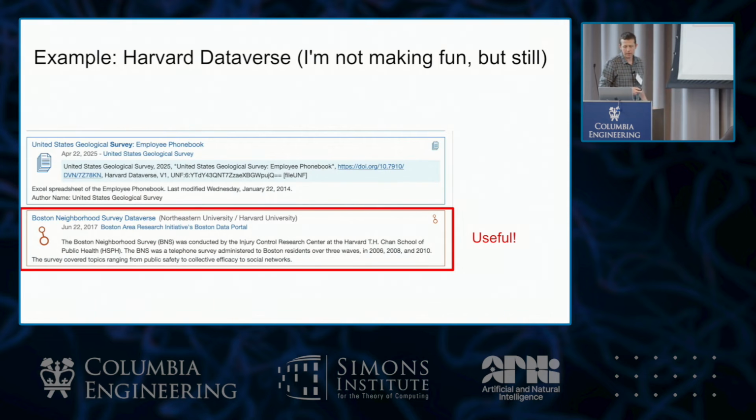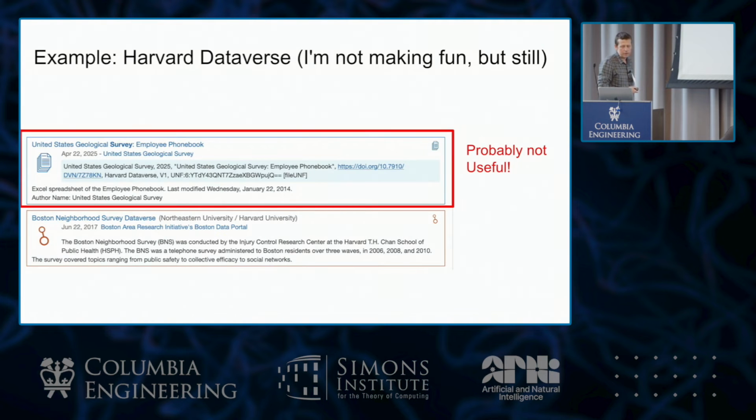But mixed in right there is the US Geological Survey employee phone book, which is probably not useful, and we probably don't want to spend a lot of time using that. The data in the Dataverse is filled with stuff like this: really high quality social science data and stuff that's probably not useful at all.